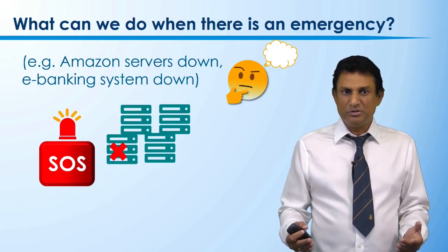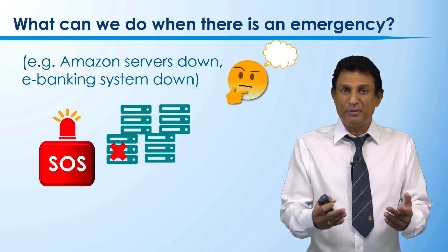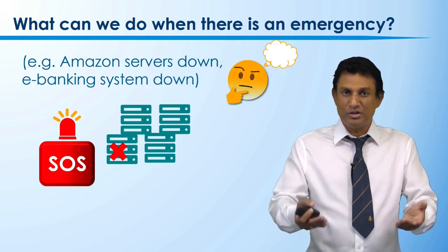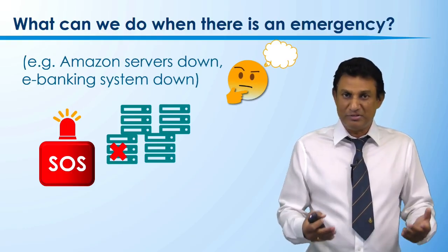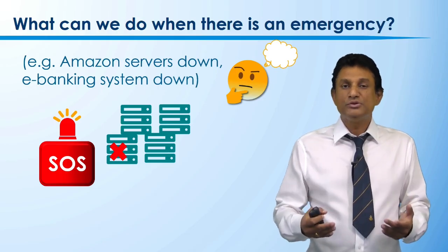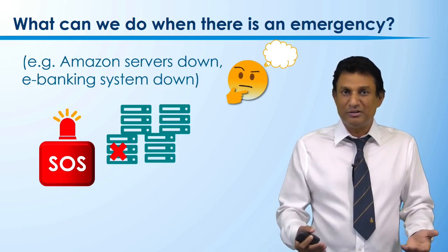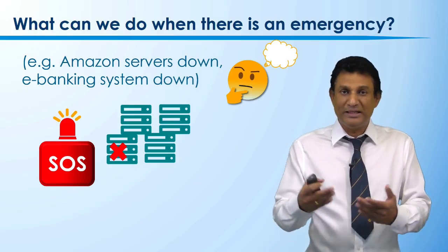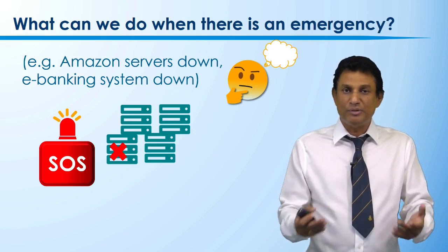Something like this situation: the Amazon servers are down and the e-banking system is down, because they have to be up and running all the time. People from different regions want to do online shopping and continue banking services. Servers could go down at midnight while people are still trying to use e-banking services. They want to transfer some funds before the next working day starts, because they want to continue their business.